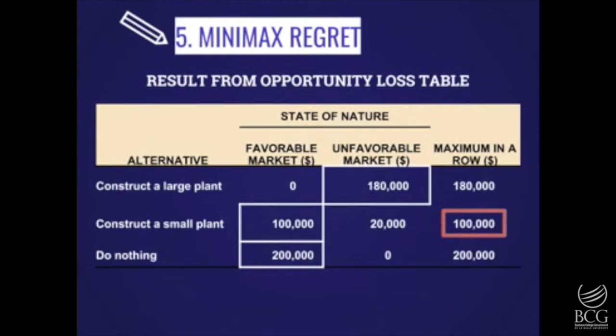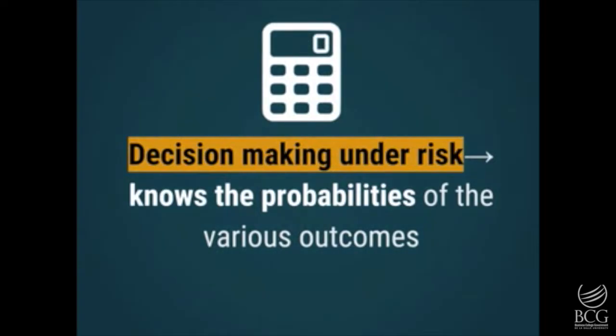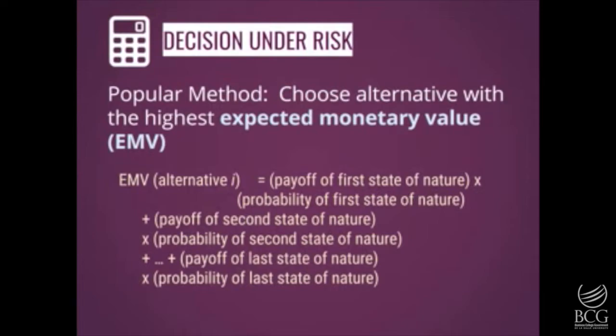The last type of decision-making environment is decision-making under risk. Here, the decision-maker knows the probabilities of the various outcomes. One popular method used is to choose an alternative with the highest expected monetary value or EMV. The formula for EMV is shown on the screen.